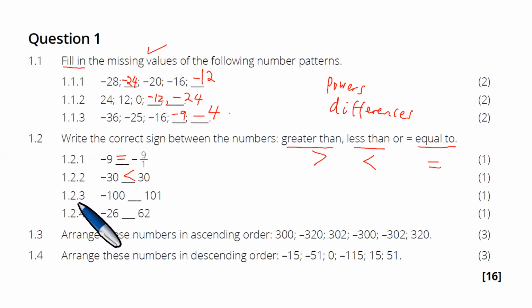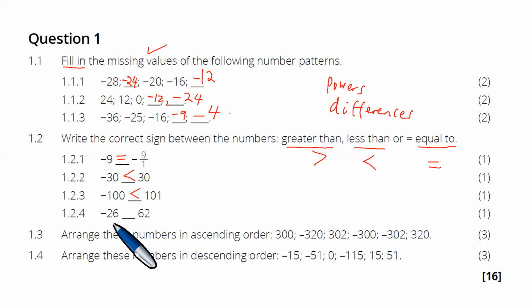Let's look at 1.2.3. We have minus 101. What sign do we put there? It's clearly a less than sign, because we have a negative number, and a negative number is less than a positive number. Next question, 1.2.4.